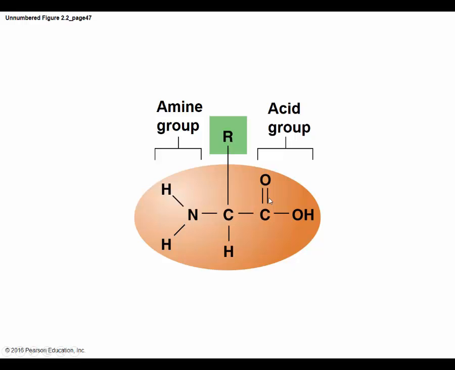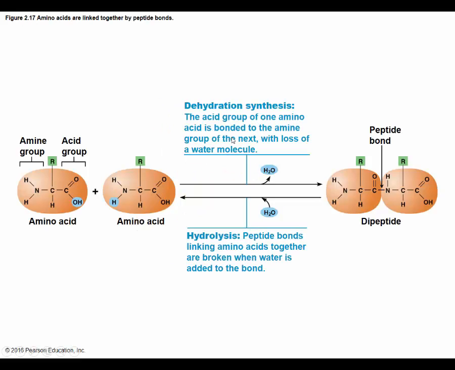All amino acids are the same, except for this R group is what varies from one amino acid to another. So there's 20 essential amino acids that we need in the human body, and they all differ just by this. So what's in the brown oval here is the same with every amino acid. It's this that differs from amino acid to amino acid.